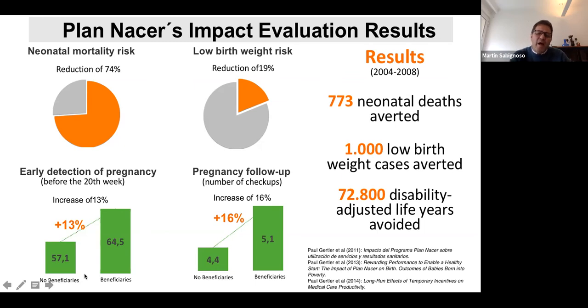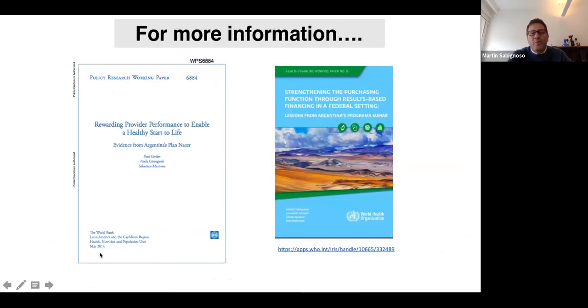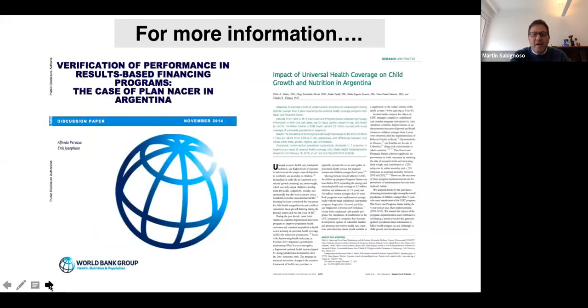So I am basing my comments and my reflections about Plan Nacer and Sumar not only on this certificate of effectiveness, that is the impact evaluation. I am basing mainly my comments and my reflections on my experience working with provinces and working with facilities. And if you want to know more about the program, here I quoted some papers that you can find in the links that are mentioned in the PowerPoint. Thanks so much.